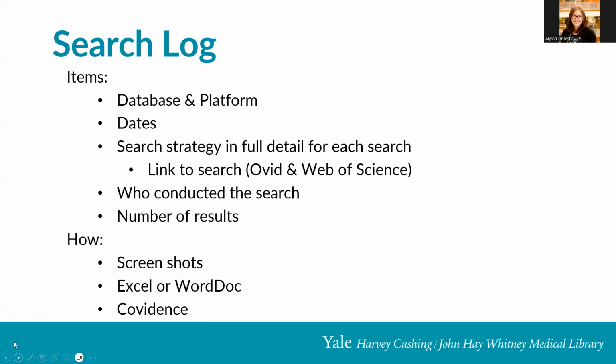How you capture this information, you may want to do screenshots. You may decide to do Excel or a Word document, which is what I do. You can also capture this information in Covidence, so that if you're doing a narrative review, you might not necessarily need the Word document or Excel document because you have that information in Covidence.